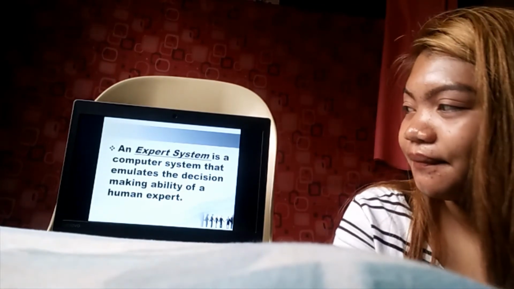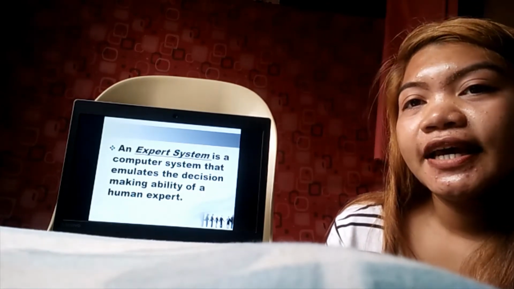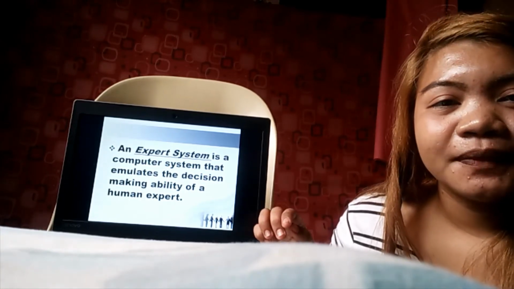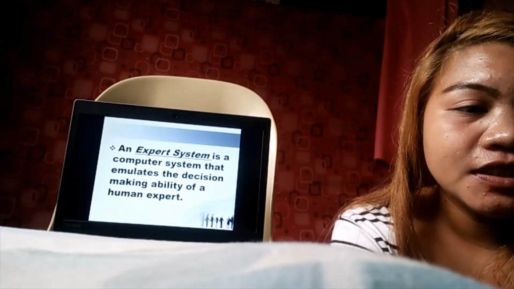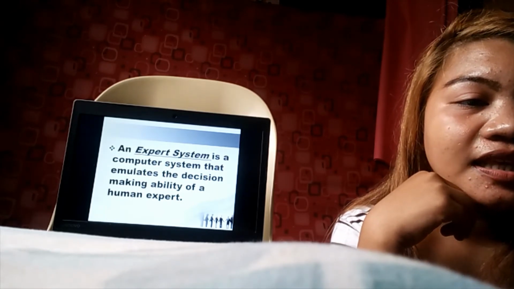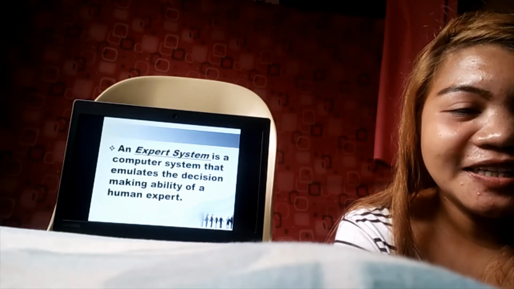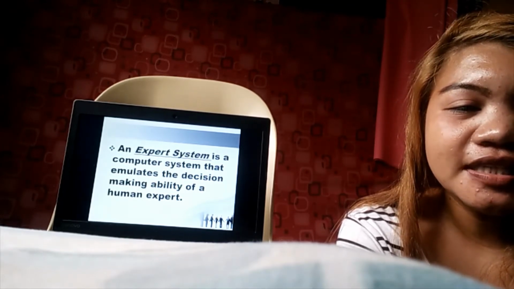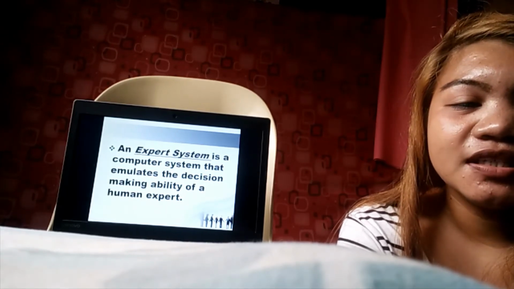What is an expert system? An expert system is a computer system that emulates the decision-making ability of a human expert. This is a software program using artificial intelligence techniques, such as a database of expert knowledge, to offer advice or make decisions in such areas as medical diagnosis and trading on the stock exchange.